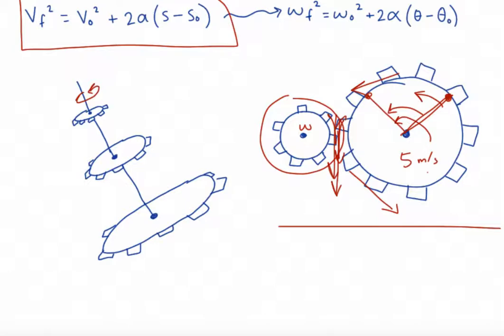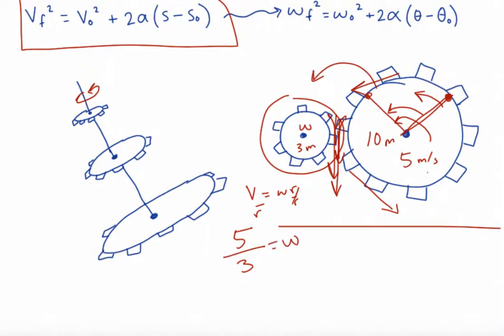Let's say the larger gear has a radius of 10 meters and this smaller one has a radius of 3 meters. The way we translate the information we have from this larger gear to this gear is that the tangential velocity of both of them is going to be the same. So this smaller gear is going to have a tangential velocity of 5 meters per second. We know the formula v equals omega r, so we divide by r on both sides, and its angular velocity is going to be 5, tangential, divided by 3, and that will give you the angular velocity.